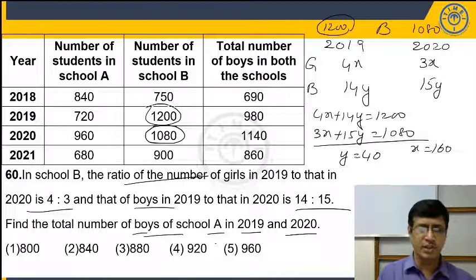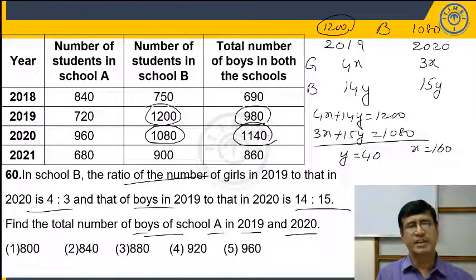Now what is the question here? Find the number of boys in school A in 2019 and 2020. So how many boys are there in 2019 and 2020? The total number of students is 980 in 2019, and in 2020 it is 1140.